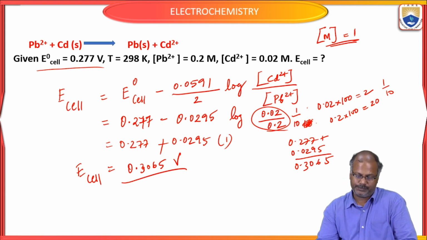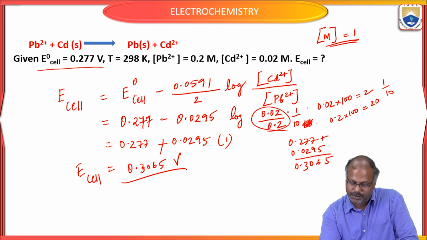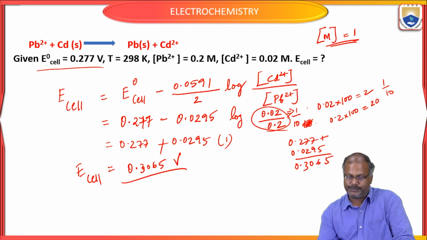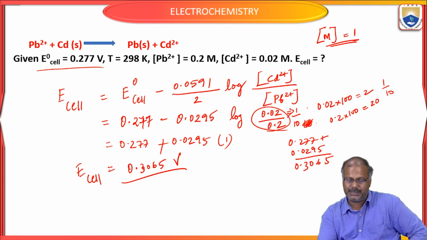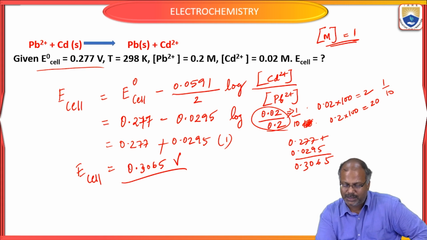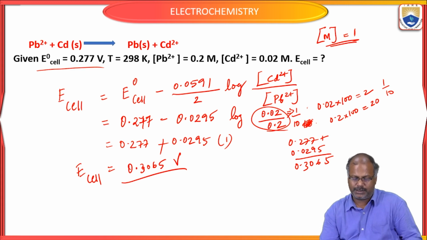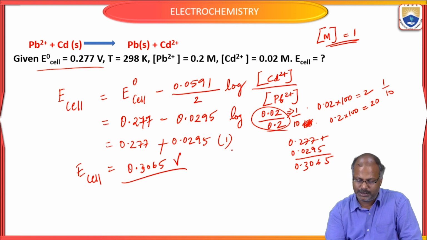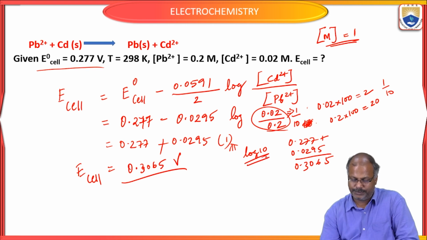So this becomes log of 1 by 10. So this is minus, becomes 10 power minus 1. So plus log 10, it will become plus. How this came? Because this is log 1 by 10, we term it as 10 power minus 1. So minus 1 log 10. So plus log 10.